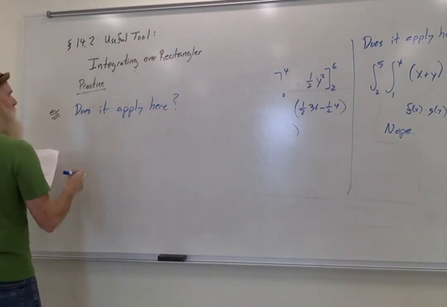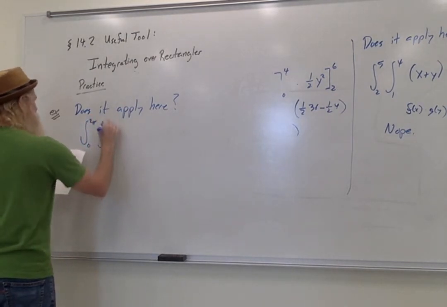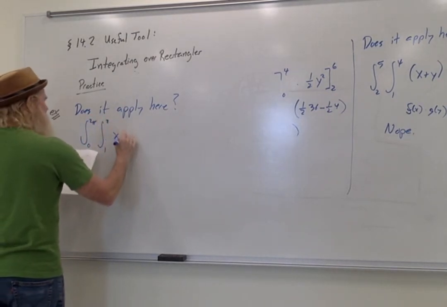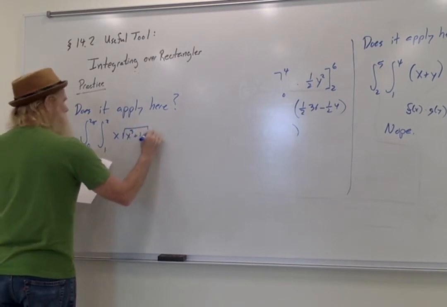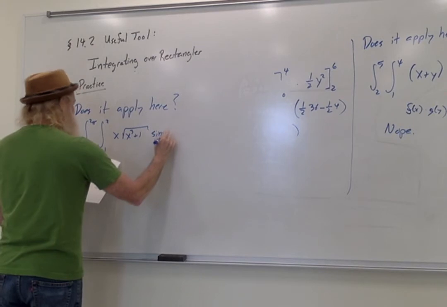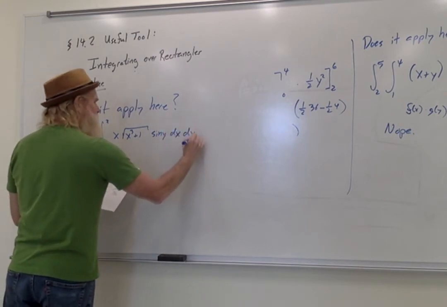Will the trick or shortcut work this time? Integral from 0 to 2 pi, integral from 1 to 2 of x times the square root of x cubed plus 1, sine y, dx dy.